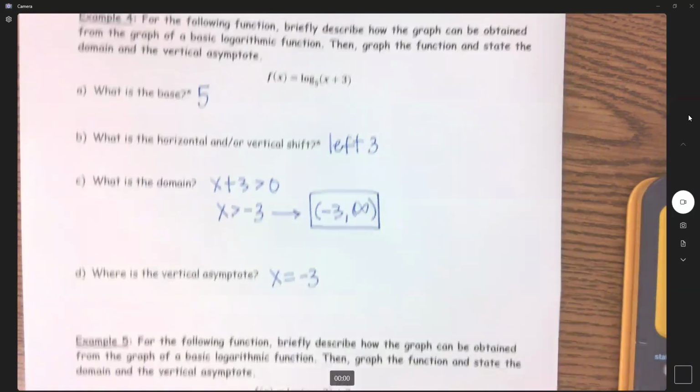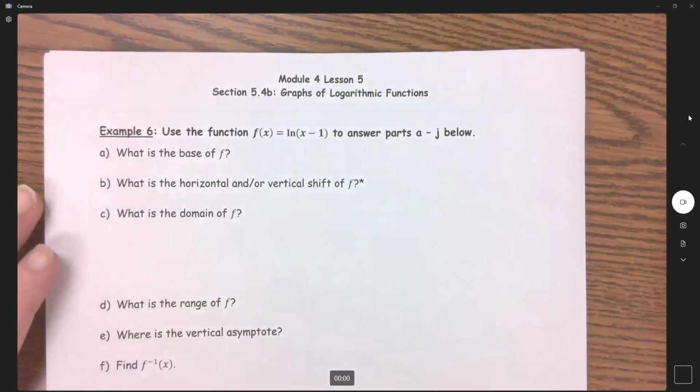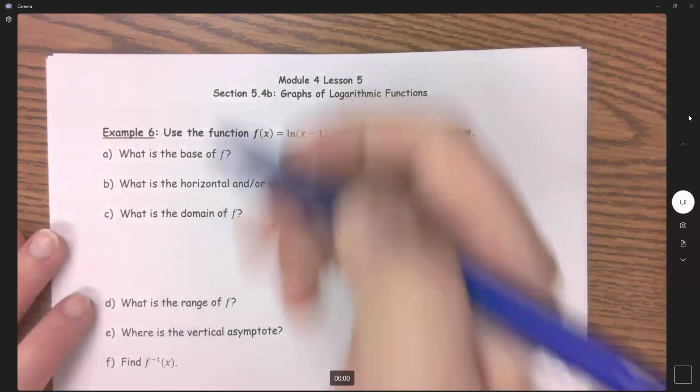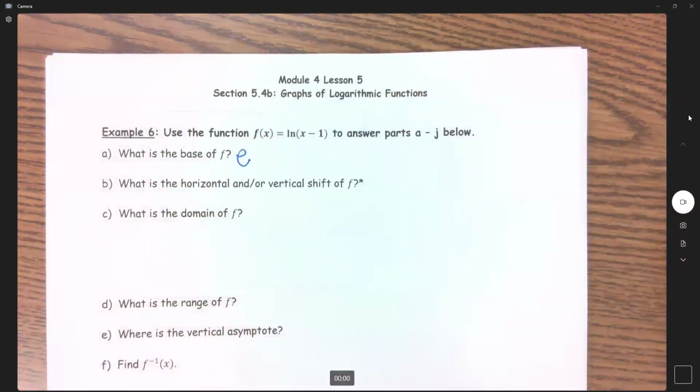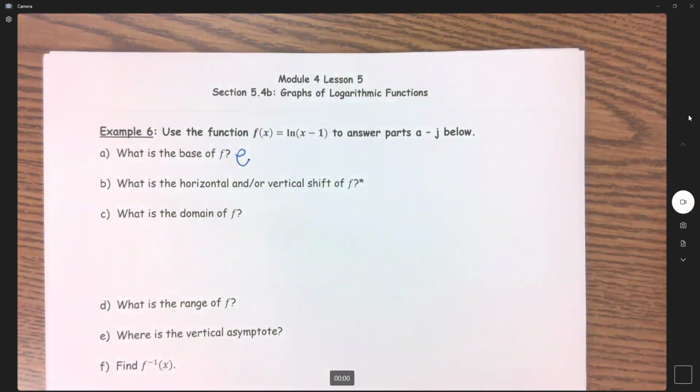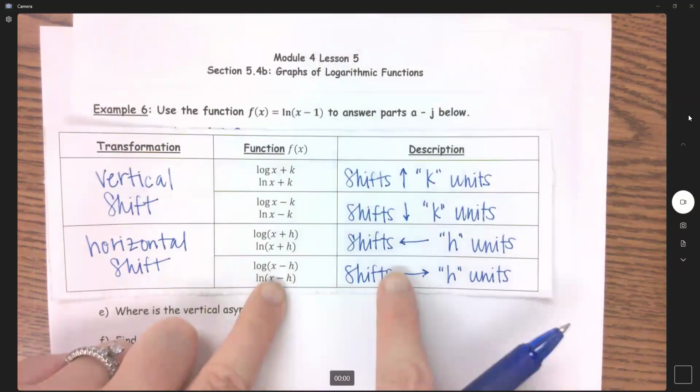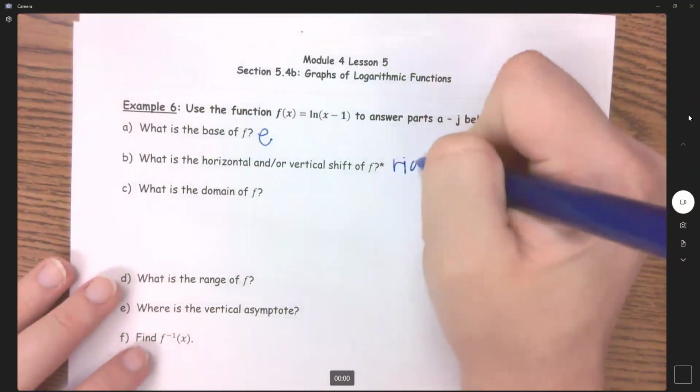Okay, let's keep going. Example 6. Example 6 says use the function f of x equals the natural log of x minus 1 to answer part A through J. So what is the base of our function? Well, if we have a natural log, that's a base of e. So what is the horizontal and or vertical shift? That minus 1 inside means it's going to the right. So this is going to the right 1.